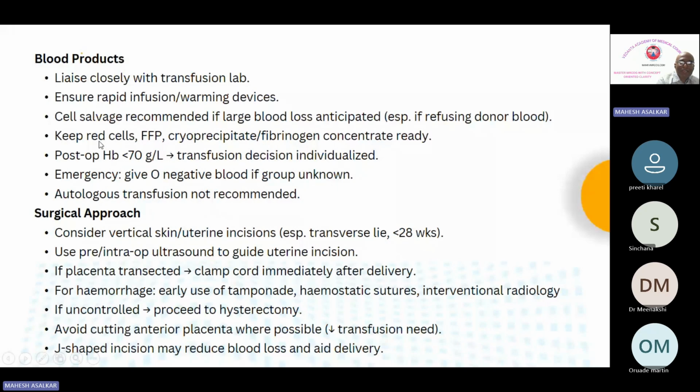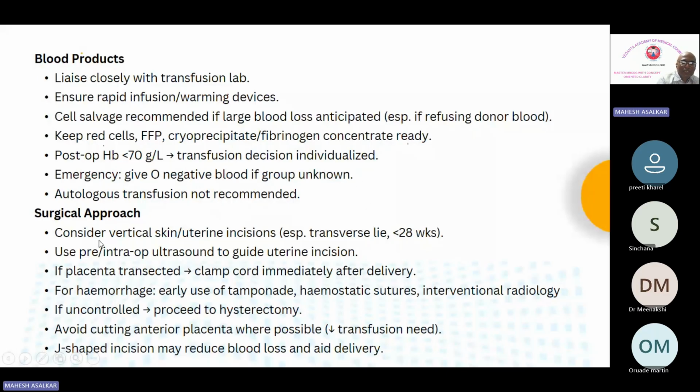Then packed red cells, FFP, cryoprecipitate, fibrinogen should be ready. And if post-operative hemoglobin is less than 7, you need to consider transfusion. Okay. And in an emergency, we will give O negative blood if the group is unknown.